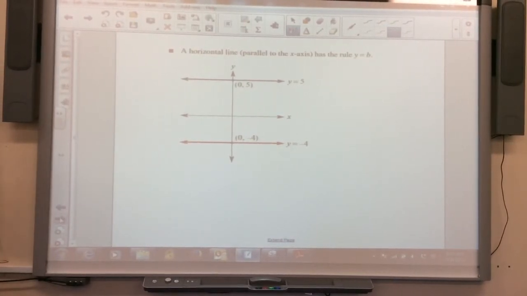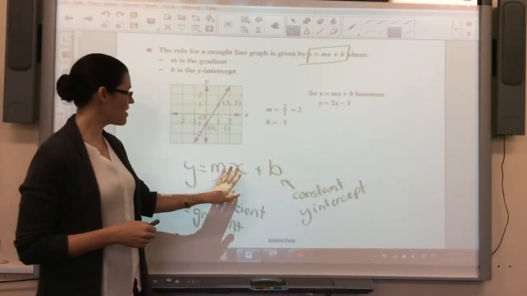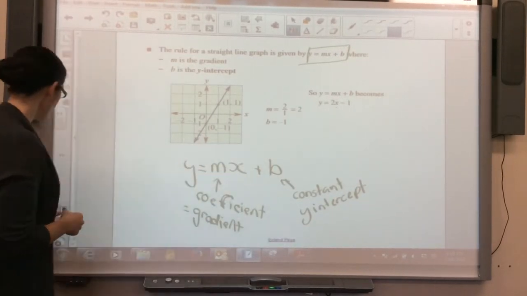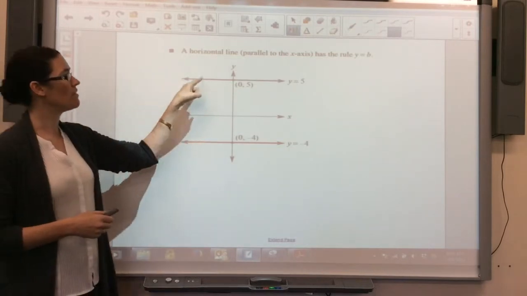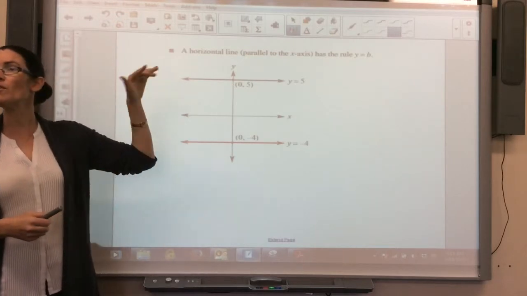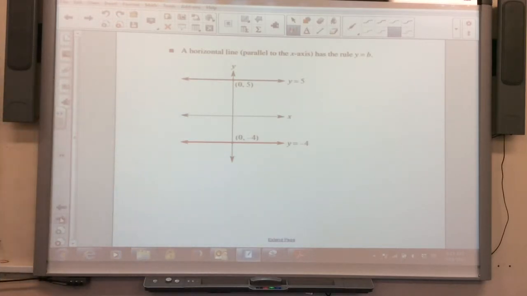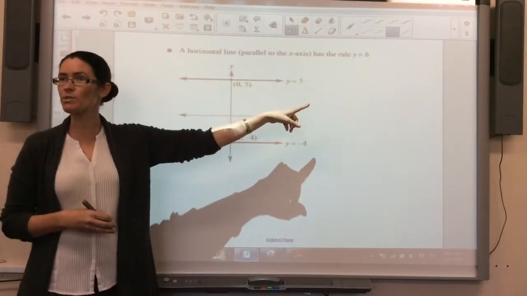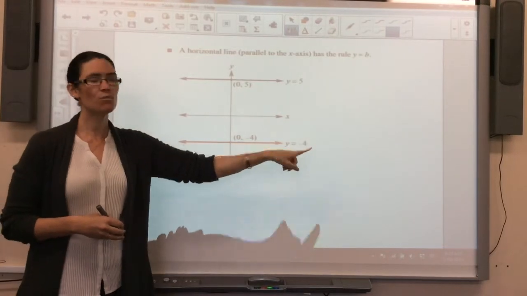Okay, there's 2 special cases. Remember when we talked about gradient, we had positive, negative, 0, and undefined. So we're going to look at the 0 gradient. If I had 0 gradient back here, if y equals mx plus b, that means this doesn't exist. So 0 gradient is straight across, and you end up with just y equals b. So whatever you hit on the y-axis, that becomes your equation. There is no gradient, remember, because a flat line has a gradient of 0. So the equation of this line is y equals 5. The equation of this line is y equals -4.